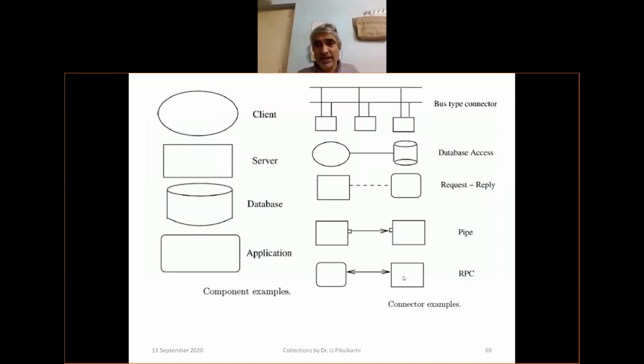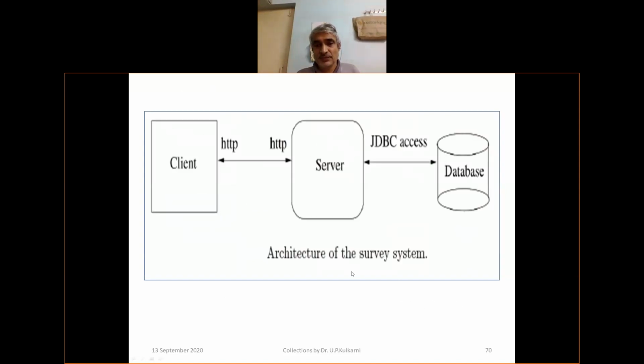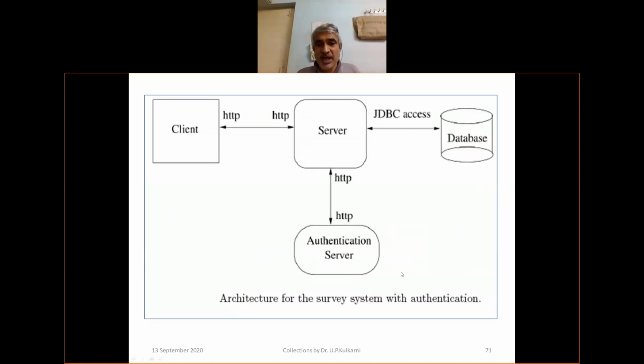Now look at the architecture for the survey system with authentication. The client requests the server. The server in turn authenticates whether you are an authorized user or not, then allows you to do all your business. This is a component. All are independent. The names themselves speak about what the responsibility is. You can have a description followed by this diagram also. The role of the client is so and so. The role of the server is so and so. The role of the authentication server is so and so.